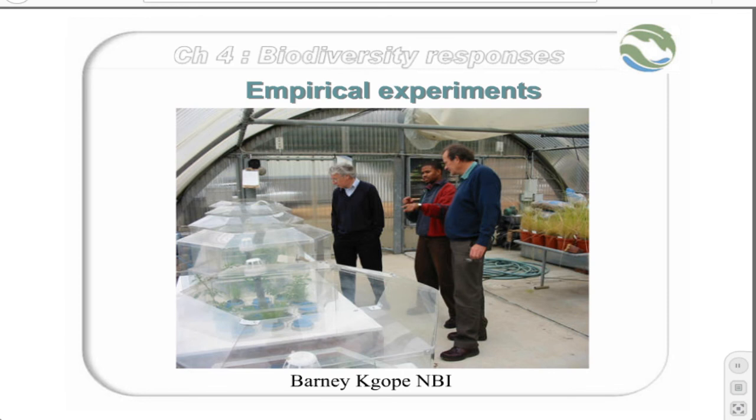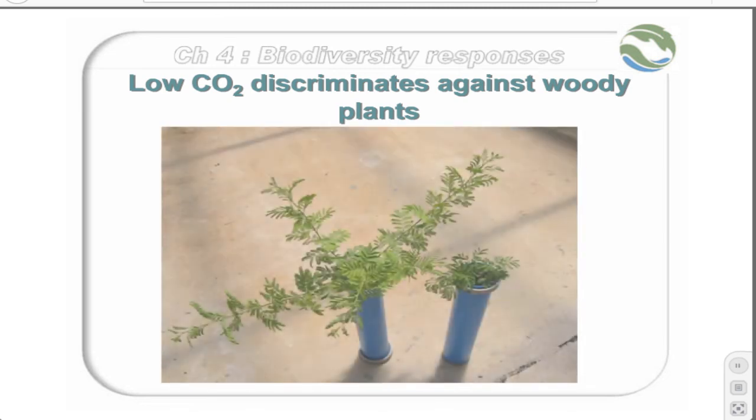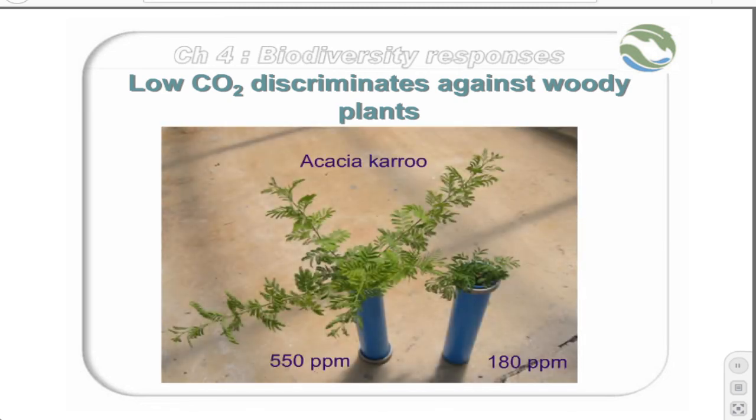We've also tested this idea by growing trees under different CO2 levels under greenhouse conditions and compared the results that we find in yellow with the results that are projected by the Sheffield Dynamic Global Vegetation Model in red. And what it shows is that the model, based on its first principles understanding, represents very well the relative impact of CO2 on savanna tree growth. What this implies is that low CO2 discriminates strongly against woody plants, but has no effect on herbaceous plants, as we've also shown in our experiments.